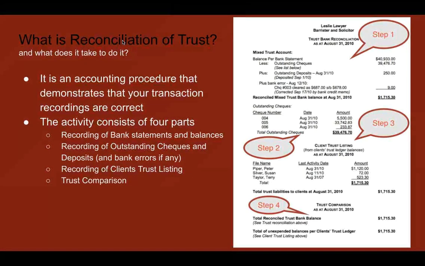So this activity overall consists of 4 steps where you need to record. Step 1, you need to record the balance as per the bank statement. Step 2, you need to record the outstanding checks. Step 3, any outstanding deposits. And step 4, any bank errors here. These are the 4 items that you would actually include, and once that's done, you would be able to arrive at the reconciliation for trust.